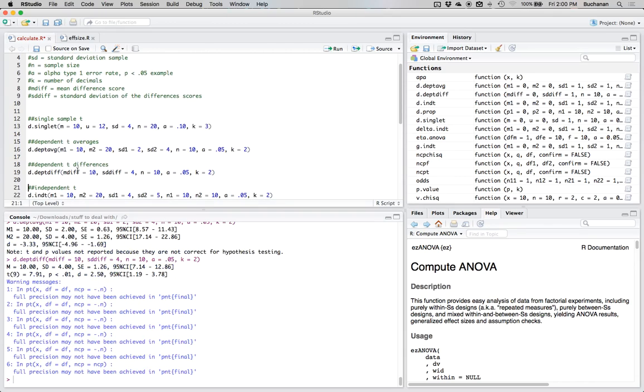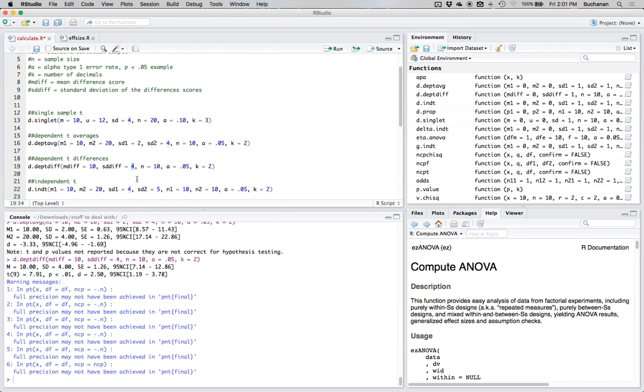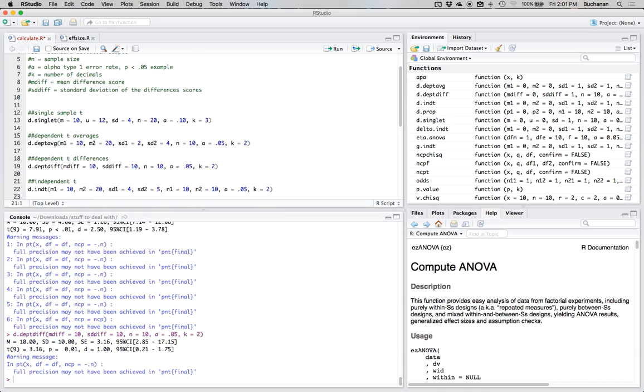So we run that one. So I got my same warning because T is so large, 7.91. And so if I make the standard deviation a little larger here, I get less errors. So that gives me my mean difference score, my standard deviation of the difference scores, my standard error of the difference scores, the confidence interval of the mean, T, P, and Cohen's D, and then the confidence interval for Cohen's D.